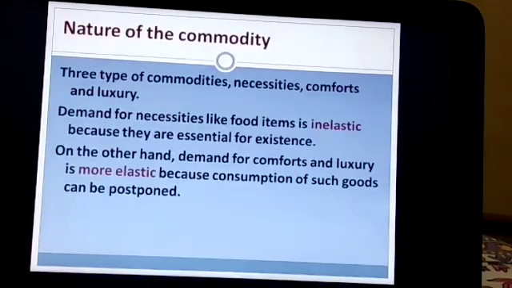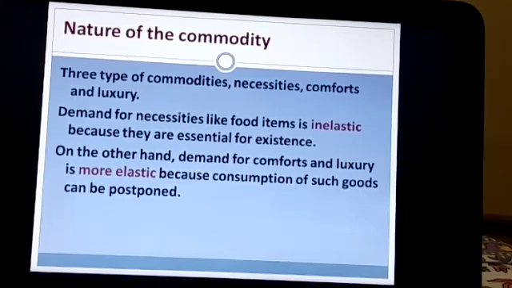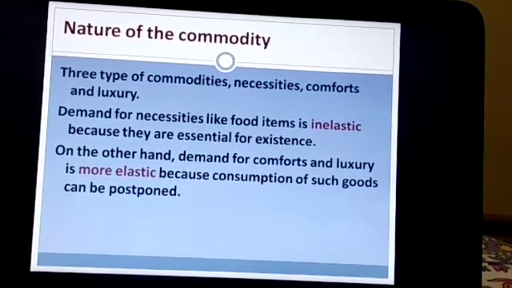Coming to the nature of the commodity point, there are three types of commodities: necessity, comfort, and luxury. The demand for necessities like food items is inelastic because they are essential for existence. The price of food items may increase or decrease, but the demand will not change because the demand for such commodities is inelastic. They are essential for existence. You will not stop having food if the price rises or falls. So the demand for food items is inelastic.